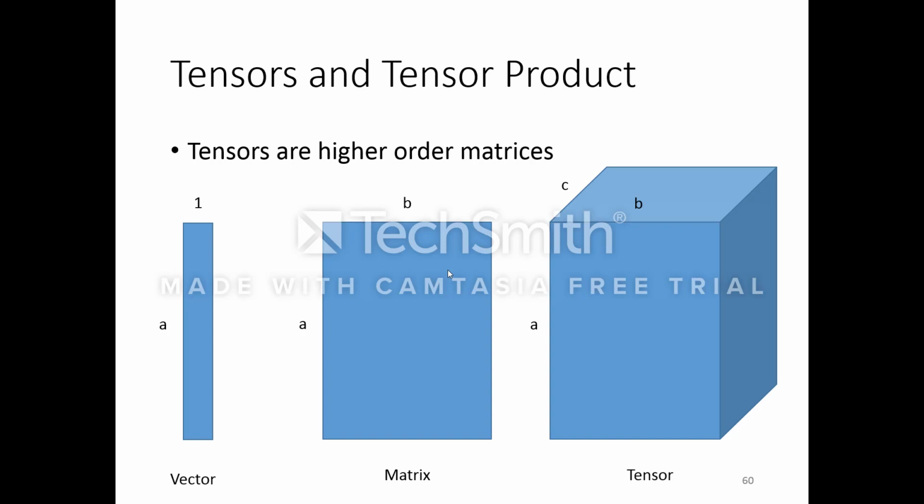If you want to pinpoint one entry in this higher order matrix, you need to specify a value of A, a value of B, and a value of C. So you need to represent all 3 dimensions in order to get to a unique entry within this tensor. These higher order matrices are called tensors.